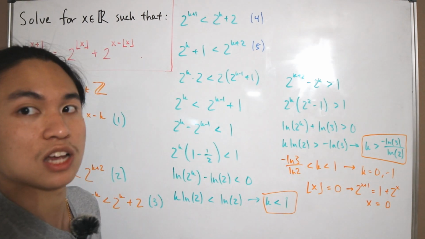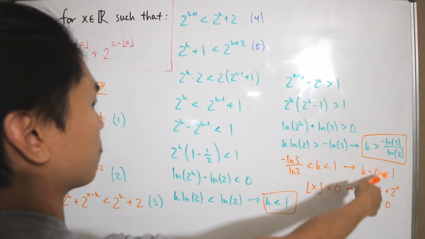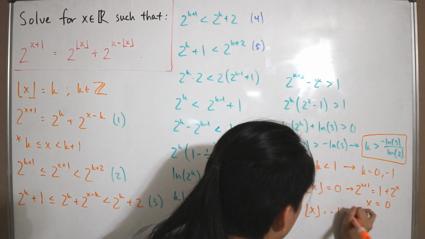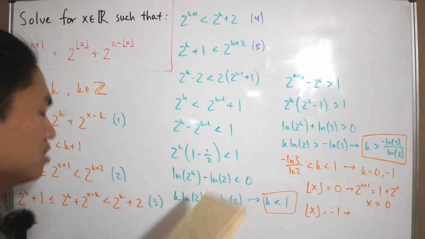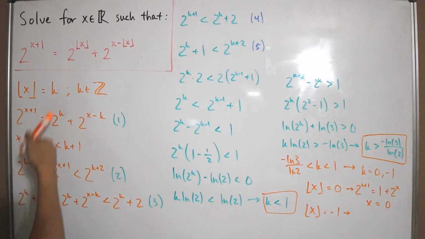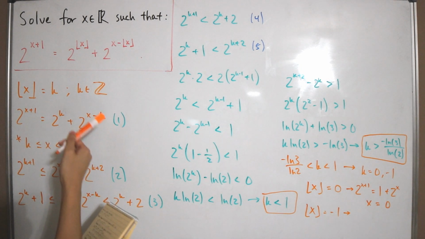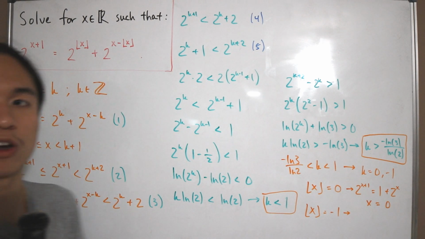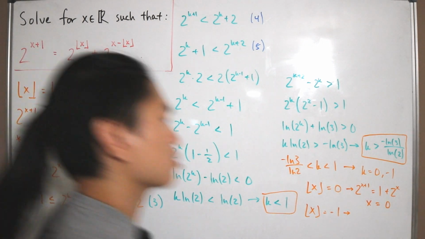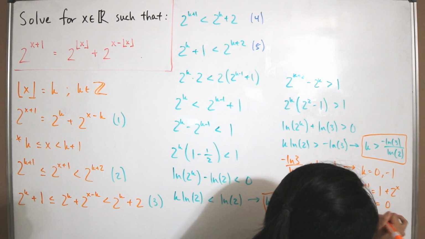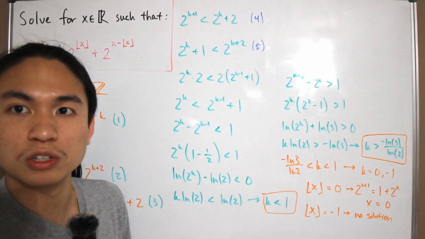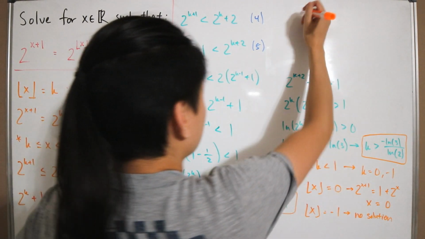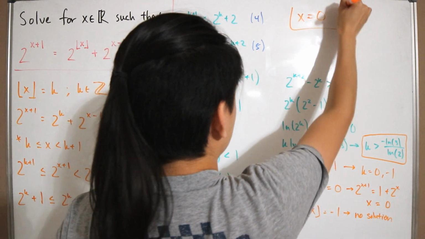So a solution exists. And on the last part, we have k equal to negative 1, so the floor is negative 1. Then if you plug all this back in, we have 2 to the x plus 1 equals 2 to the negative 1, added to 2 to the x plus 1. But what's interesting is that if you cancel some stuff out, you're left with no variable to be discovered. So in other words, there is no solution for k equal to negative 1. And therefore, the only solution that satisfies this equation is x equal to 0.